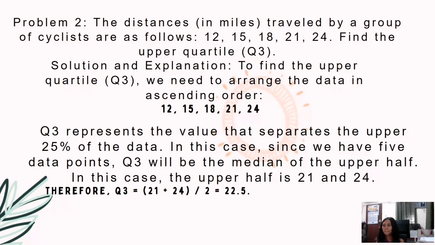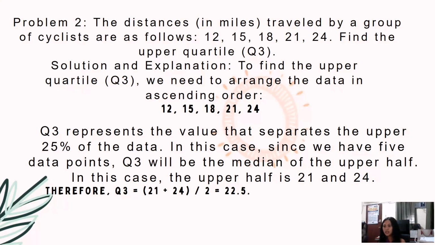Problem 2. The distances in miles traveled by a group of cyclists are as follows: 12, 15, 18, 21, and 24. Find the upper quartile, or the Q3. Solution and explanation. To find the upper quartile, we need to arrange the data in ascending order: 12, 15, 18, 21, and 24. Q3 or quartile 3 represents the value that separates the upper 25% of the data.